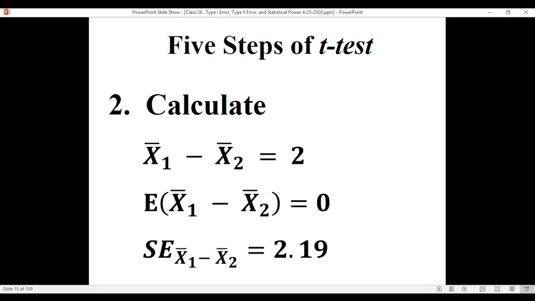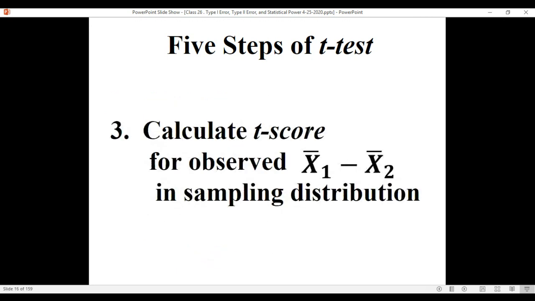So after calculating the 3 numbers in step 2, you're ready for step 3, which is to calculate the t-score for the observed difference between the means in the sampling distribution of the difference between the means.